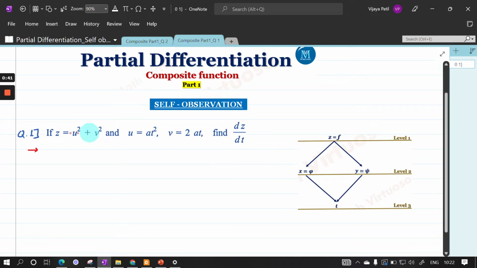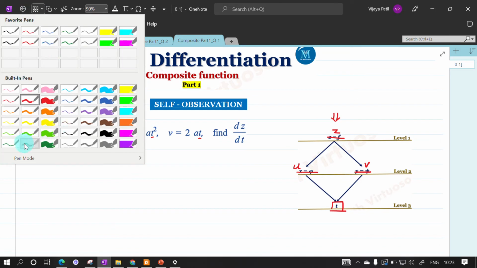Now we know that z is a function of u comma v. So let us draw the typical diagram which we have seen in the session. Instead of z being a function of t directly, we have functions of u and v, wherein both u and v are functions of t. If you observe, this is at square, where a is a constant and t is the variable. So u and v are functions of t. That means in level 3 we have only one variable, in level 2 we have two variables u and v, and in level 1 we have the dependent variable z. The question is to find dz upon dt.